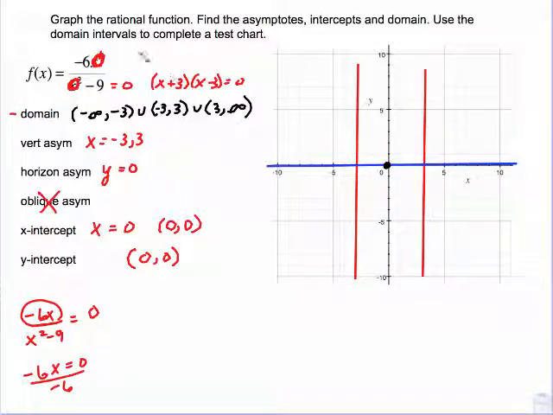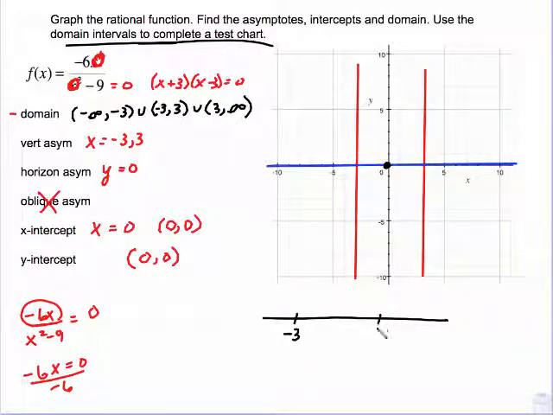Now, to find out what's going on for the rest of this graph, we need to do what's called domain intervals to complete a test chart. You might remember from college algebra that we actually did a t-chart where we pick numbers: -1, do the arithmetic; -2, do the arithmetic, etc. But there's another way which is a little bit easier, and that is to put some pertinent numbers on a number line. And those numbers are your vertical asymptotes and your x-intercepts.